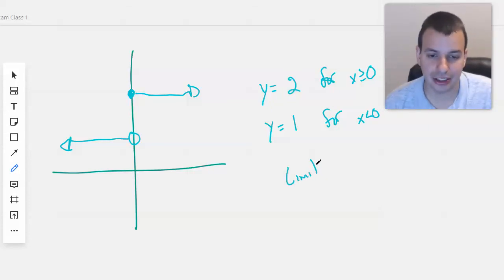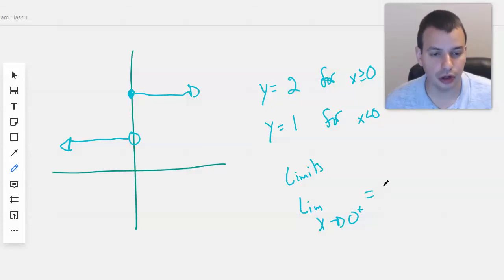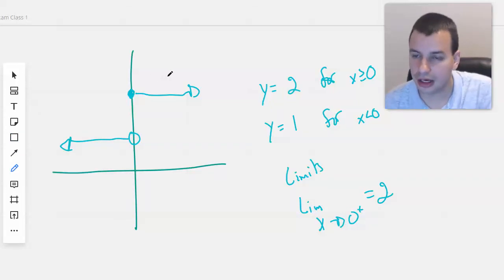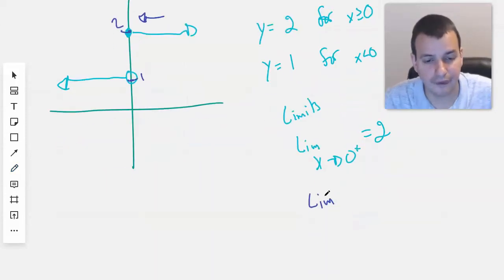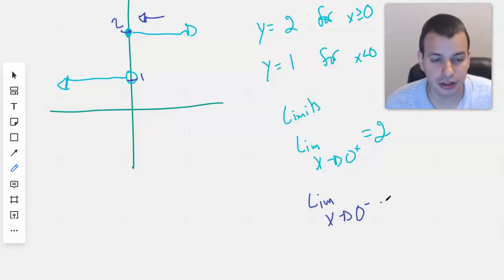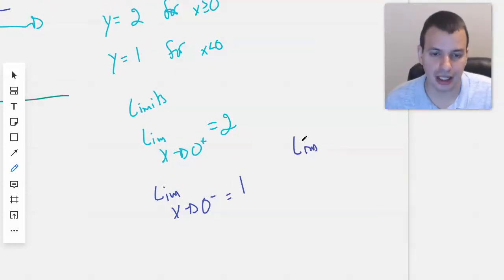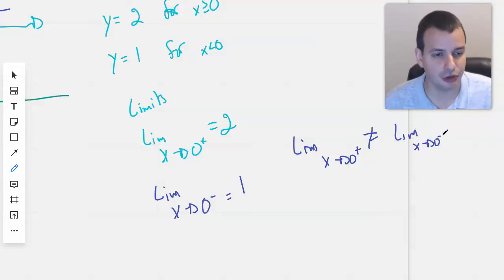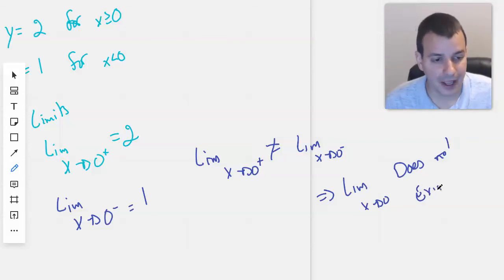And the idea is, what are the limits here? So the limit as x approaches 0 from the right would equal 2, because if we're coming in from this side, right along here, that equals 2. But the limit as x approaches from the left, well, that just equals 1. So we come to this side, it equals 1. And so the result here would be limit as x approaches 0 from the right does not equal limit as x approaches 0 from the left. Therefore, limit as x approaches 0 as a whole does not exist. And that's a key takeaway here.